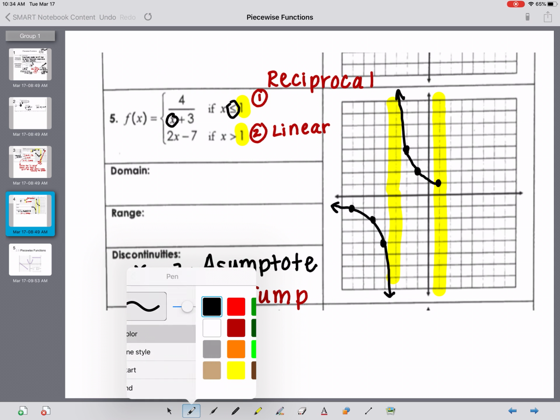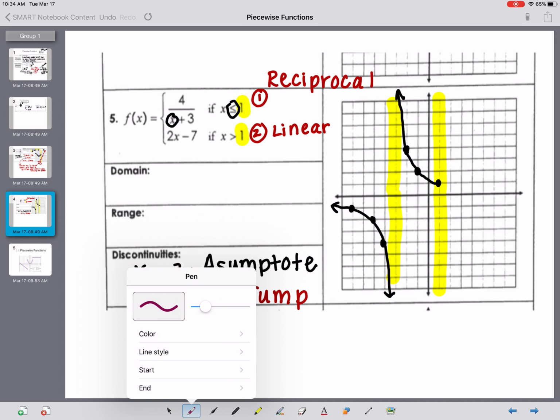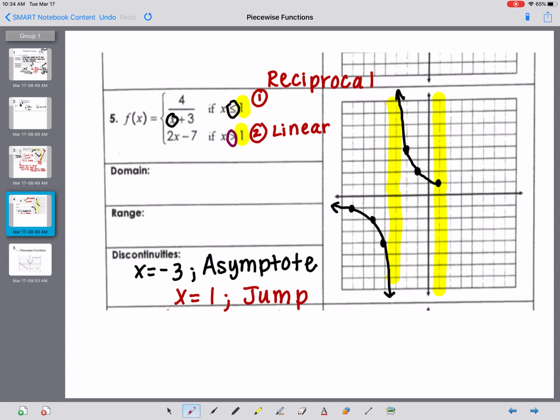I'm going to change the color. Now here, remember, look at the symbol. Because it's just greater than, then I'm just going to have an open circle. And then from there, my slope is 2, so I can go up 2 to the right 1. Okay. Now, this is a linear, so everything toward the right of the graph should continue.